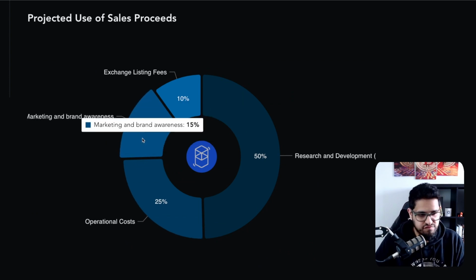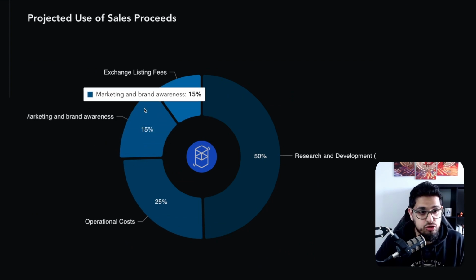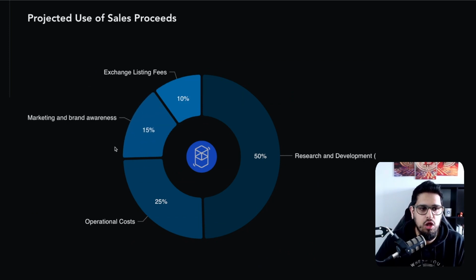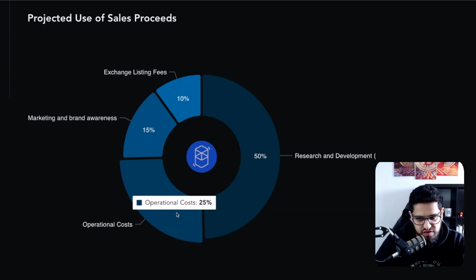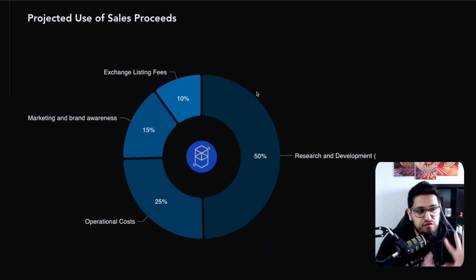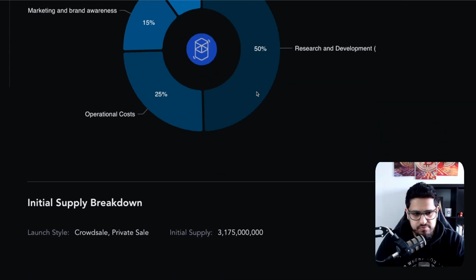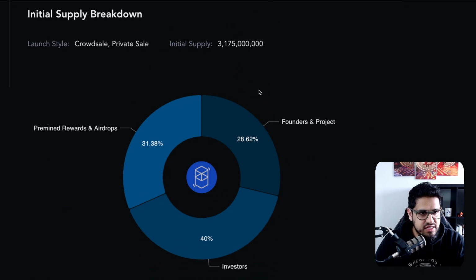This is particularly important for Phantom because they didn't have too much massive VC backing. They've had to do a lot in terms of marketing and brand awareness to build the attention that they needed. Okay, so that's what they went ahead and did with the funds that they raised from the initial 40% out into the market. The next thing to then look at is what is the initial supply breakdown?